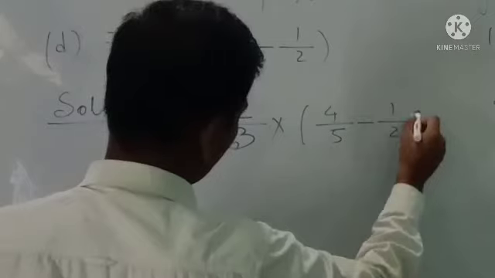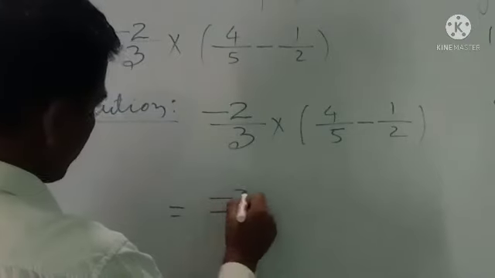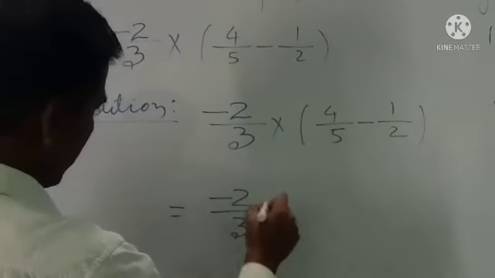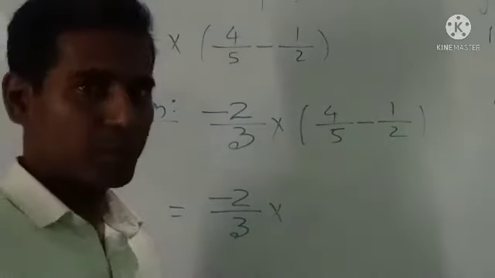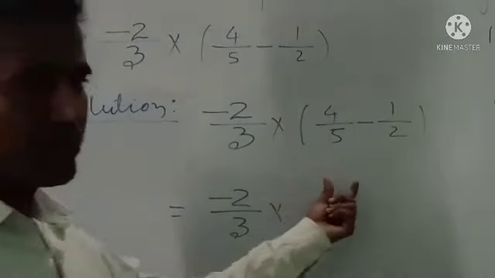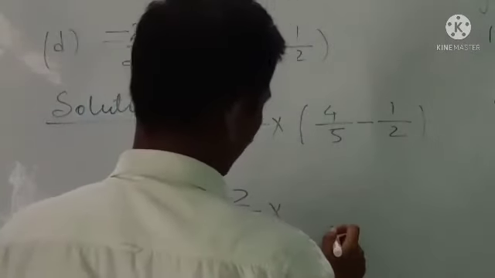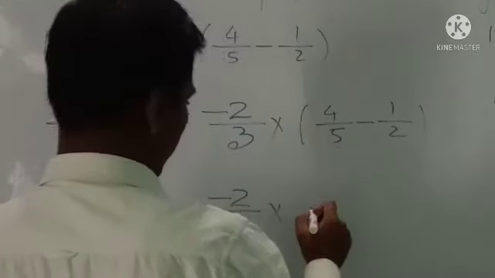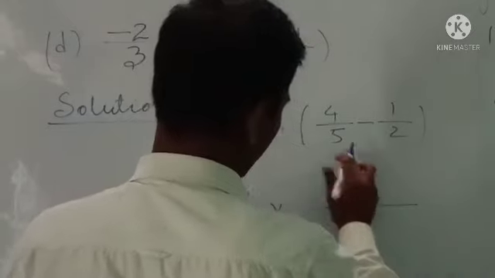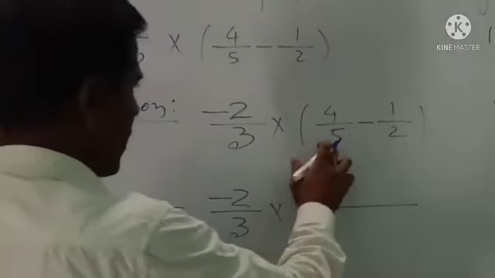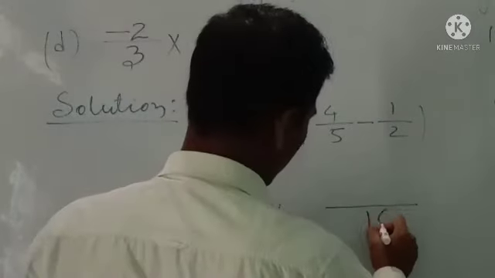In the following step, minus 2 by 3 we will write as it is, we will not do anything to it, into, as per the BODMAS rule, we should do the bracket work first. Within the bracket we have 4 by 5 minus 1 by 2. So it's a fractional subtraction. First of all, we will find the LCM of 5 and 2. You know 5 and 2 are both prime numbers, so the LCM will be 5 times 2, which is 10.